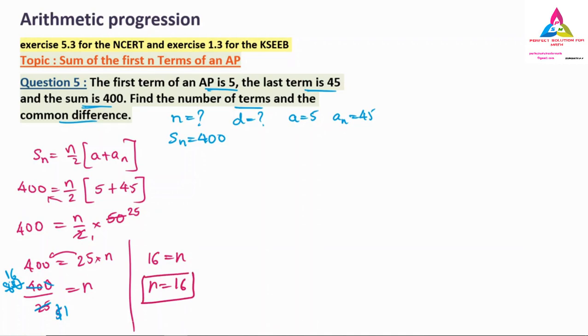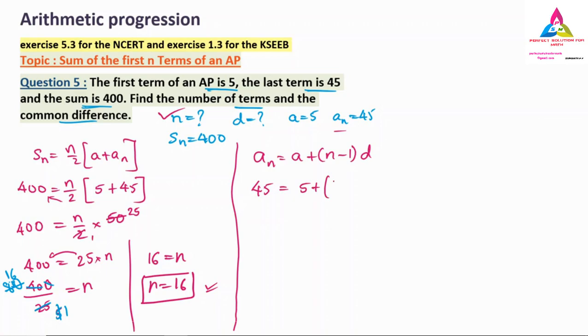So this is the way how to find the n value. So the n value is finished. Now we have to find what? The d value. How to find the d value? You can go with the Sn formula once again, and otherwise you can go for the An formula. I will advise you to go for the An formula only because it is short. So An is equals to a plus n minus 1 into d. So now you already know the n value. They have given 45 as the last term. A value they have given is 5, plus the n value already found, that is 16, minus 1 into the d value.